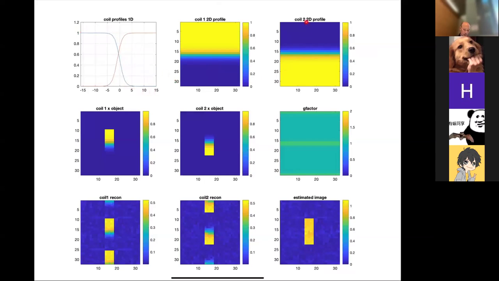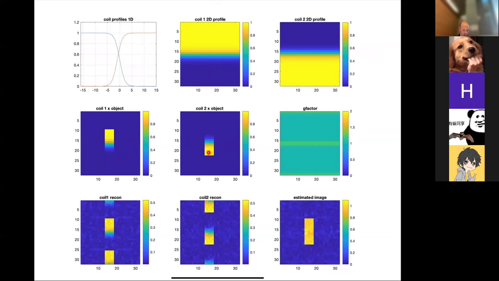Okay? And coil 2 sort of starts off low and goes up. So the 1D view of it is low and high. And then I assume for my object some rectangular object. That's a true object. So if I look at that object through this coil, then obviously it's sensitive to this part of the object and less sensitive to this part. And same thing here. It's less sensitive to this part and more sensitive here.